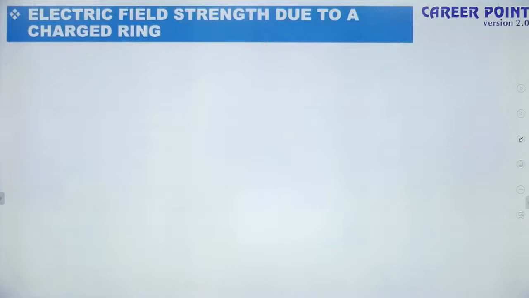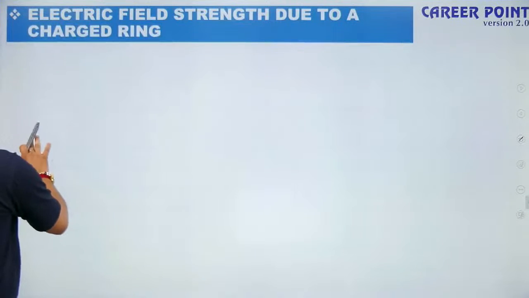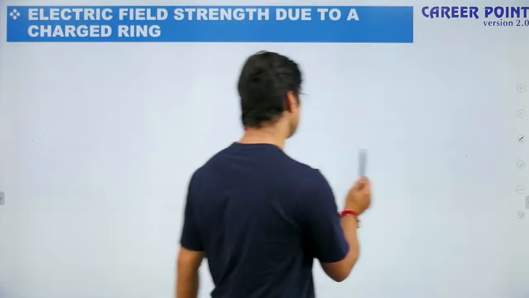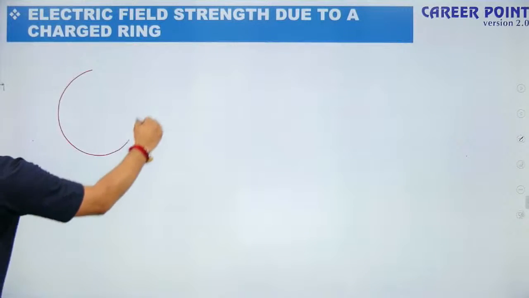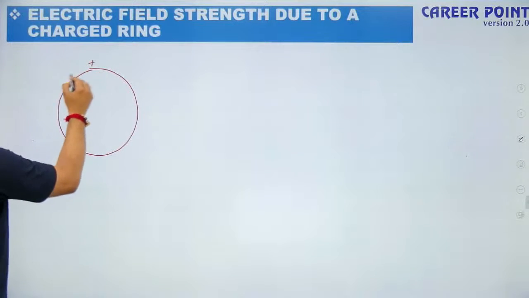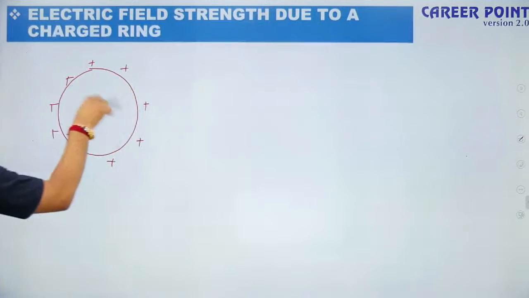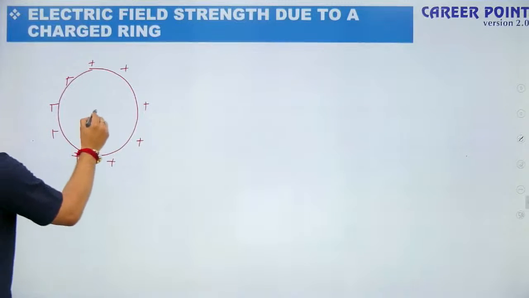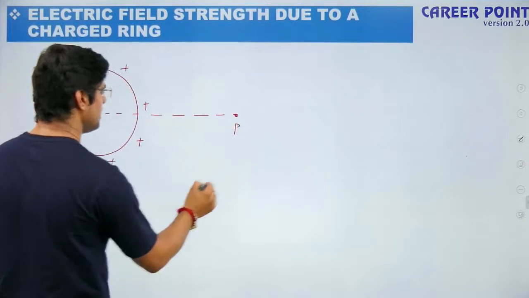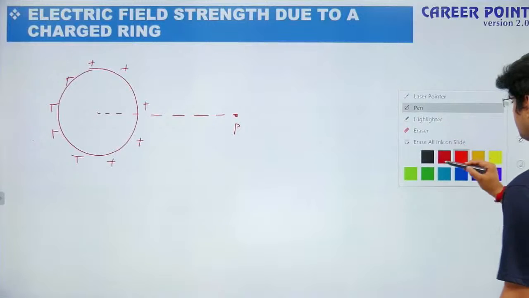Electric field strength due to a charged ring. So electric field strength due to a charged ring, let's find out. Let's change the color to red. So let's make a ring. On this ring positive charge is distributed all over the surface, everywhere. So positive charge is distributed all over the ring. I am taking one point on the axis of the ring, that is point P here. If point P is present on the axis of the ring, what we can say?